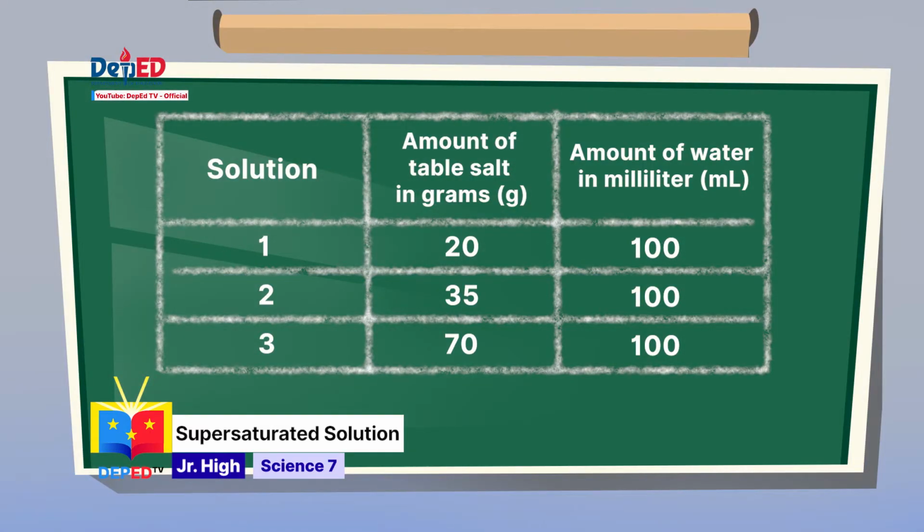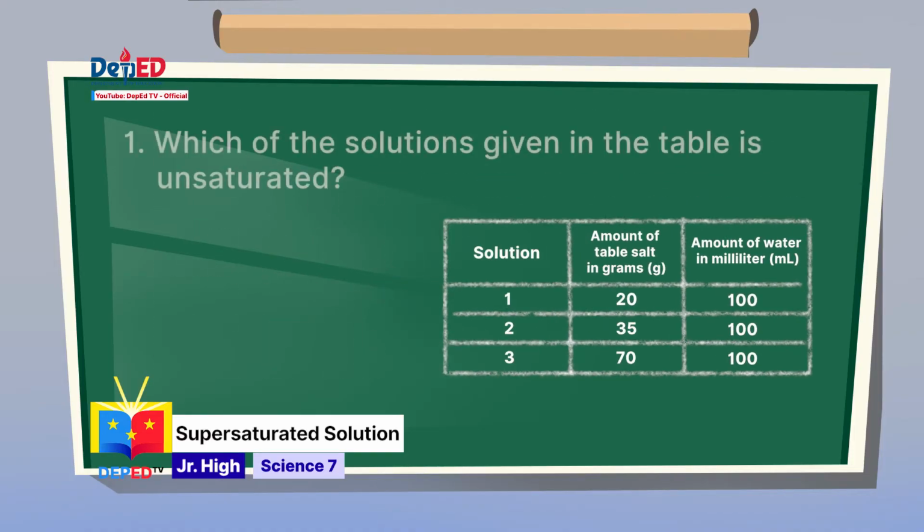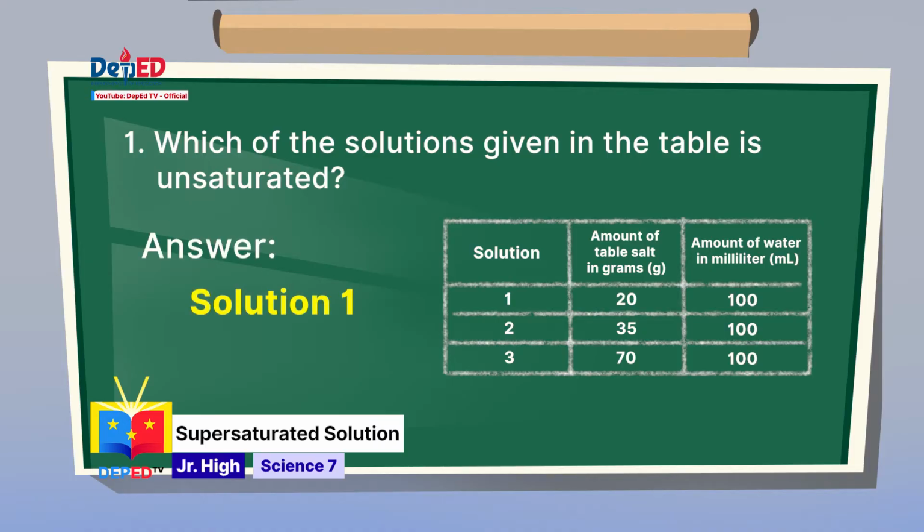Note that 35 grams of table salt will form a saturated solution in 100 milliliters of water. Number 1. Which of the solutions given in the table is unsaturated? Time's up! The answer is solution 1. It is unsaturated because it only contains 20 grams of salt in 100 milliliters of water.